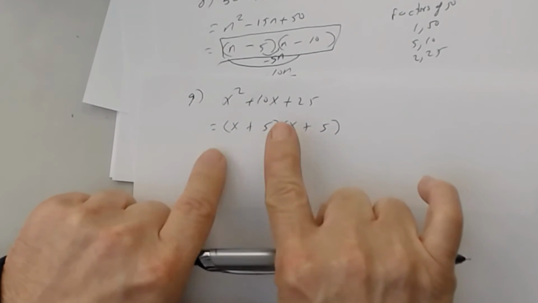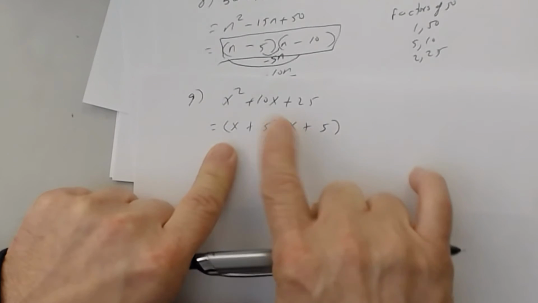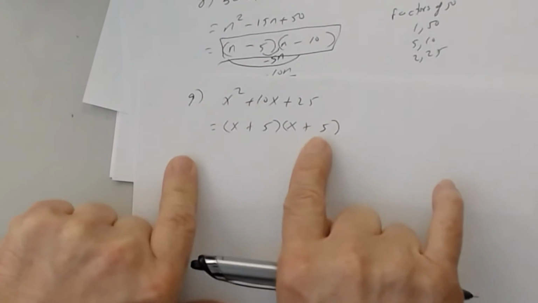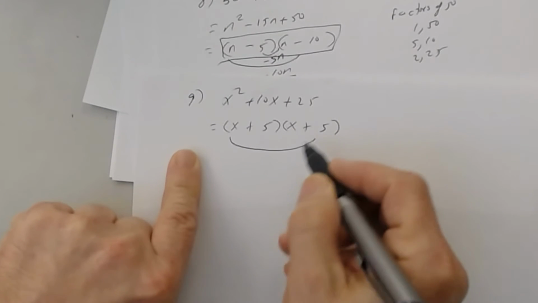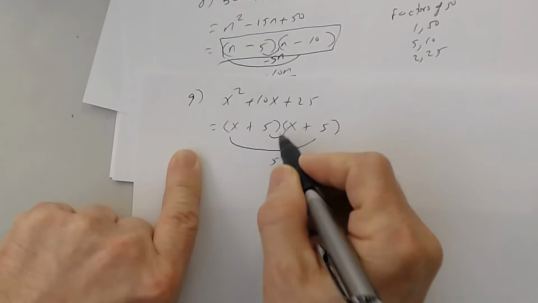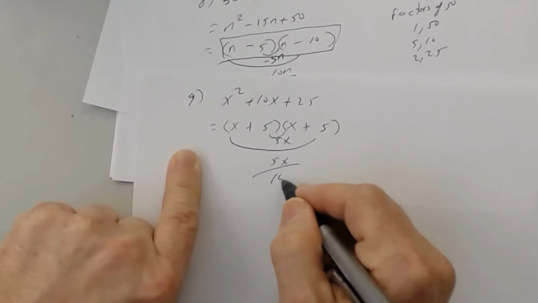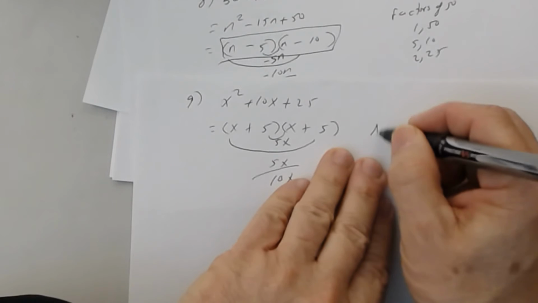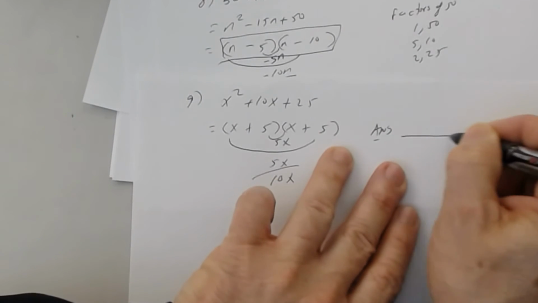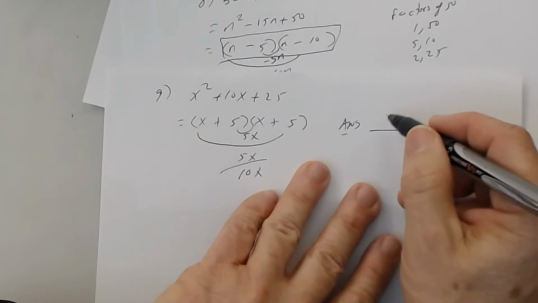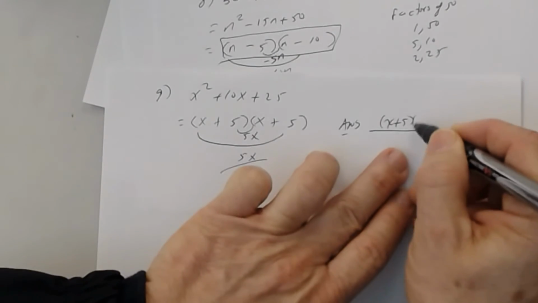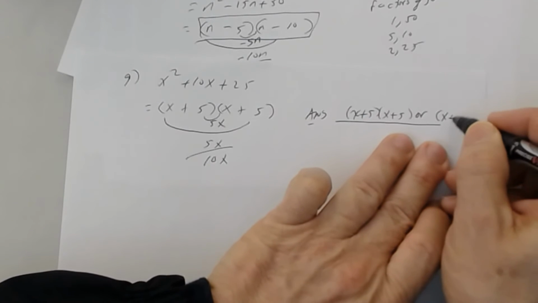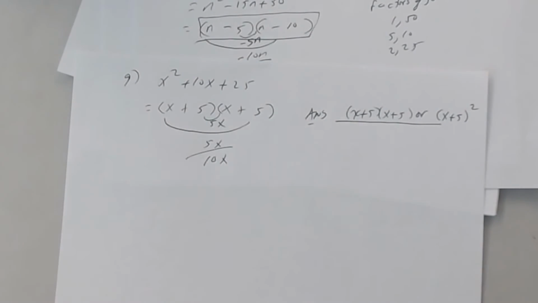Let's do the FOIL. First times first, x times x is x squared. Let's go directly to the last. 5 times 5 is 25. Now let's do the outer and the inner. The outer is 5x. The inner is 5x. When I add them up, I get 10x, which is what you wanted. Now, in the answer where it says the blank, you can either say one of two things. You can say x plus 5 times x plus 5, or good, x plus 5 squared. All right.